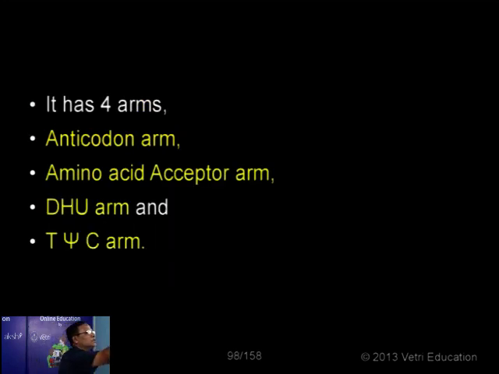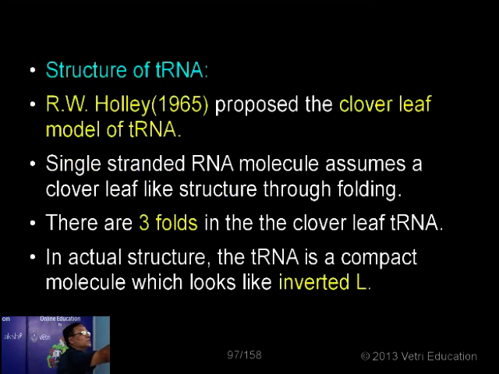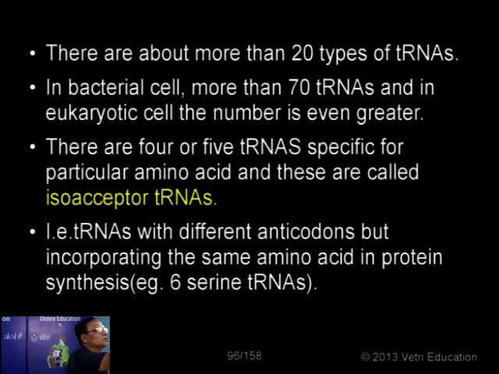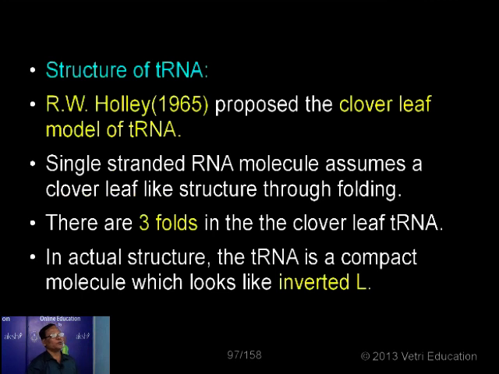Now, what is the nature of the structure of tRNA? A structural model was proposed by Holley in 1965. He proposed what is called the clover leaf model of tRNA. The mRNA is unfolded, but the tRNA becomes folded. Because of the folding process, the tRNA assumes the shape of what is called a clover leaf. A clover is nothing but a legume plant. That concept was made by R.W.